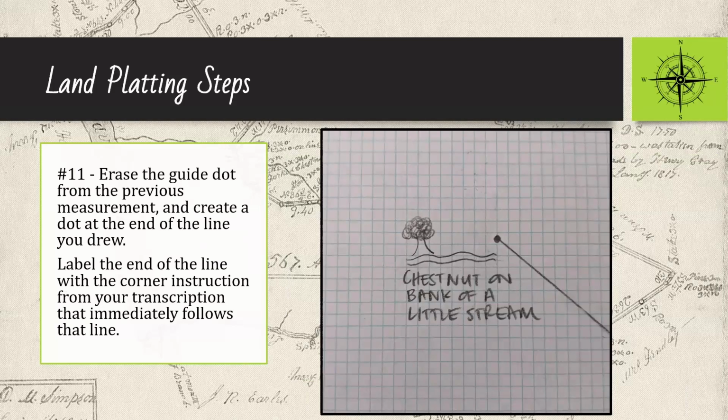I always try to label exactly where I'm at because those corner descriptions are going to be important, especially if they give somebody's name, right? So it's like draw, north 50 degrees west, 180 poles to John Williams' eastern line, right? Then you're going to want to know this is the point where this land meets up with John Williams' line. So here we just have our chestnut on the bank of a little stream in my very poorly drawn artistic skills, but there it is.